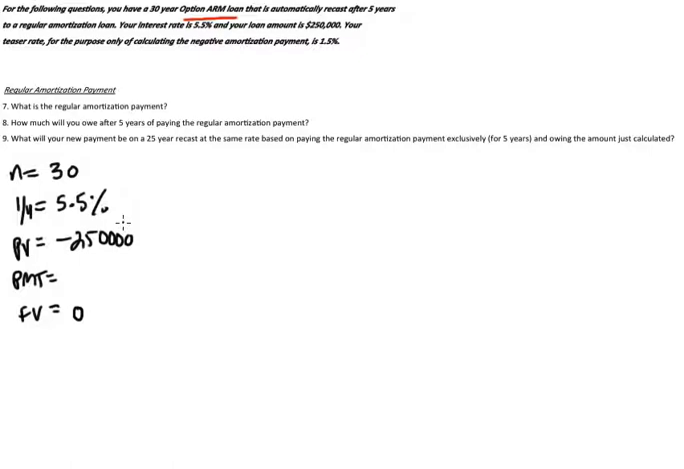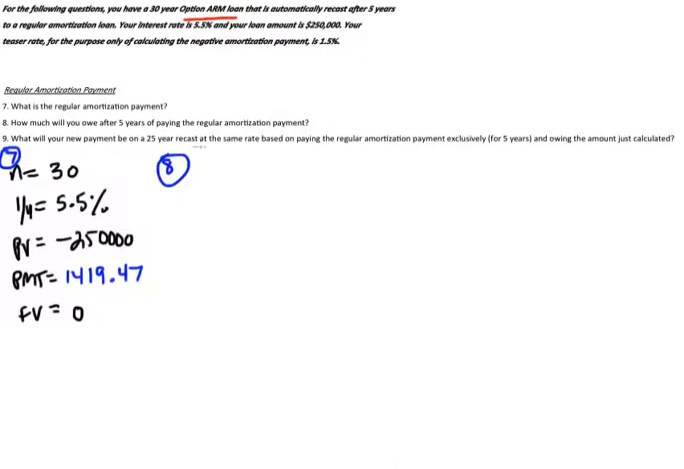30 N, 5.5 I/Y, $250,000 negative present value, 0 future value. Compute my payment, and I get a payment of $1,419.47. So this is my answer to number 7.